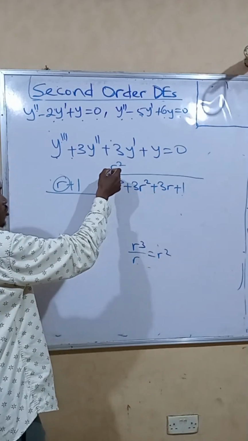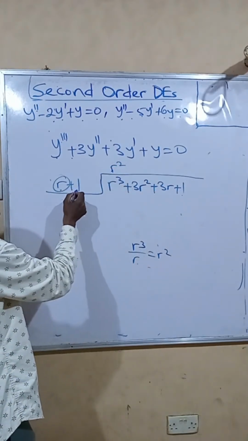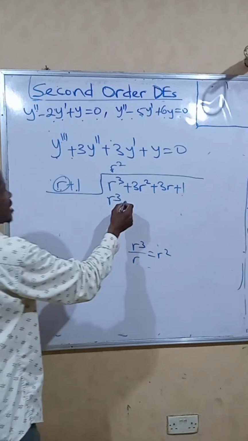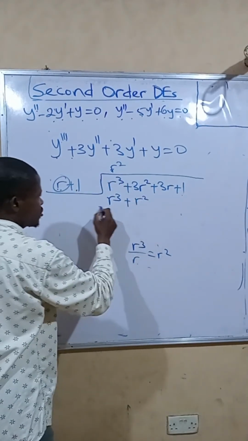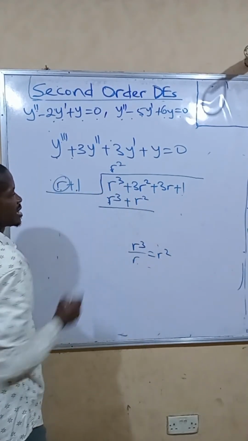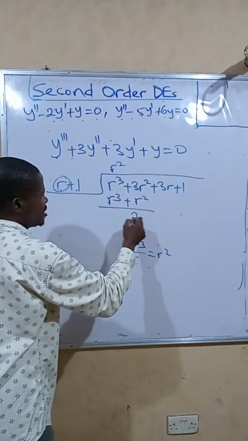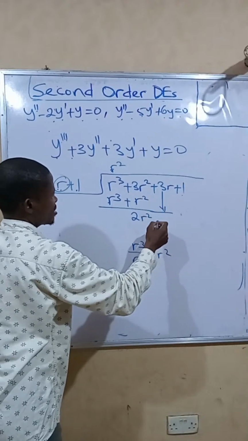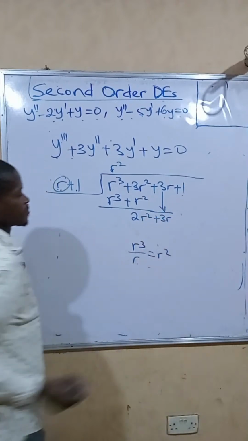Then use it to multiply this one. r squared times r squared times 1, that's a plus 1. Then do your subtraction. This one minus this one, cancel. This one minus this one, that's a 2r squared. Then bring the next one down, so that's a plus 3r.